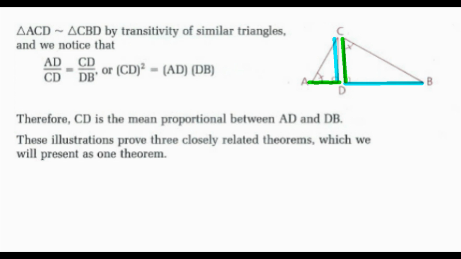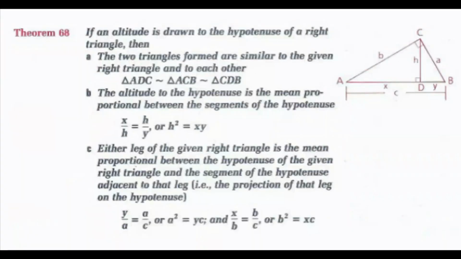Now, these illustrations prove three closely related theorems, which we'll present as one theorem. These three theorems will be summarized into parts A, B, and C of Theorem 68. So if an altitude is drawn to the hypotenuse of a right triangle, then the two triangles formed are similar to the given right triangle and to each other. The altitude to the hypotenuse is the mean proportional between the segments of the hypotenuse.